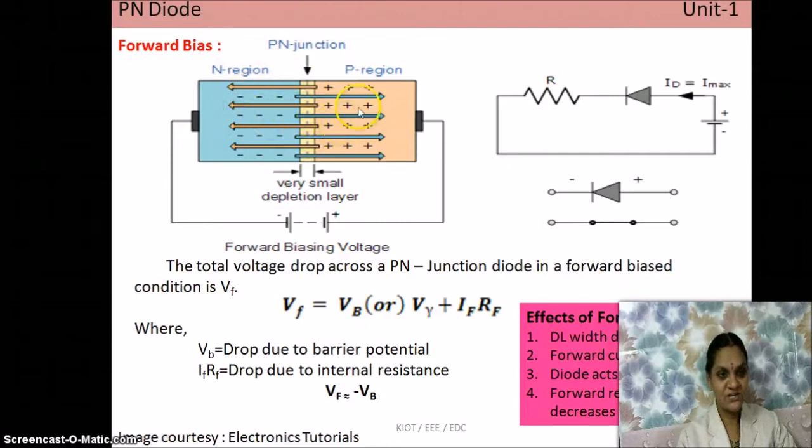Initially, at the starting, the charge carriers will not start to move. This is because of the presence of the depletion region. This depletion region does not permit the movement of charge carriers across the junction.